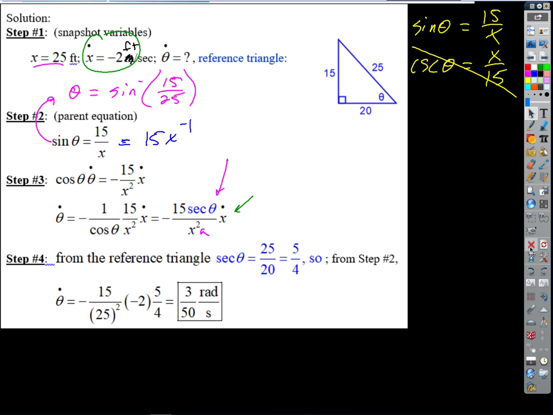So that's what we get, isn't it? Secant is 25 over 20, we can reduce it to 5 over 4, and if you just plug and chug all that stuff, when all the dust settles, you end up getting positive 3 over 50. And the units would be radians per second, right?